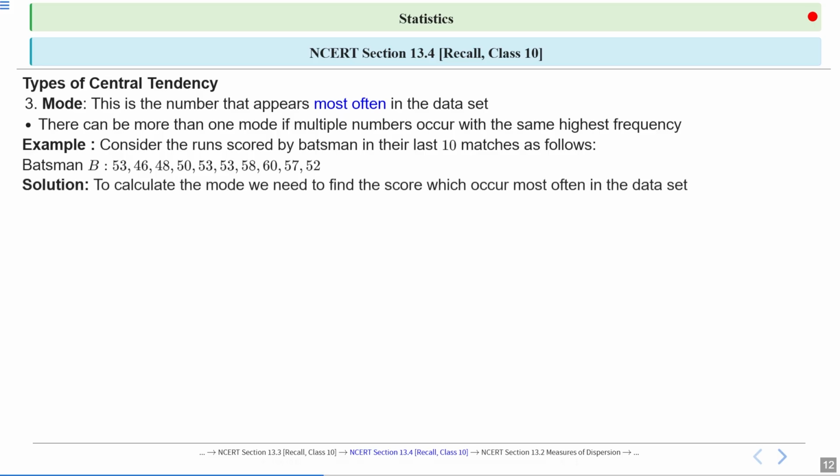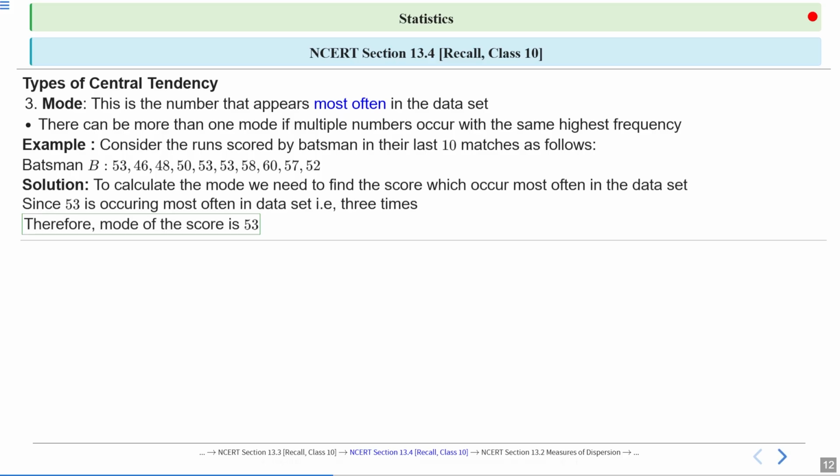So let's solve this example. To calculate the mode, we need to find the score which occurs most often in the dataset. Let's try to find which number occurs most in the given dataset. Since 53 appears 3 times, 53 is occurring most often. So what will be the mode of this dataset? Therefore, the mode of the scores is 53. I hope this example is clear for your concept of mode.